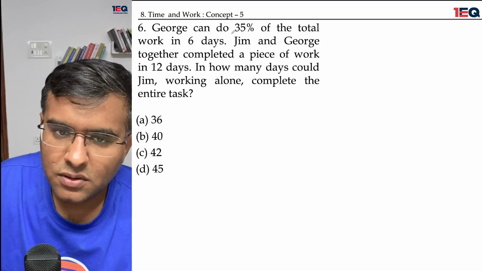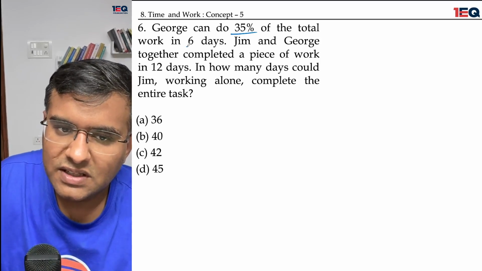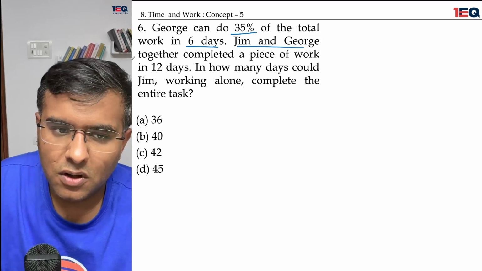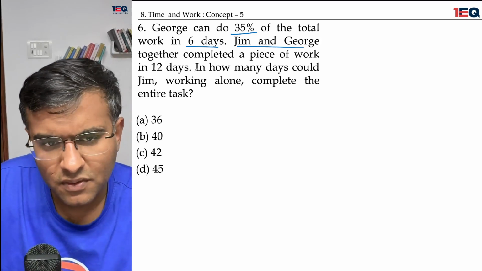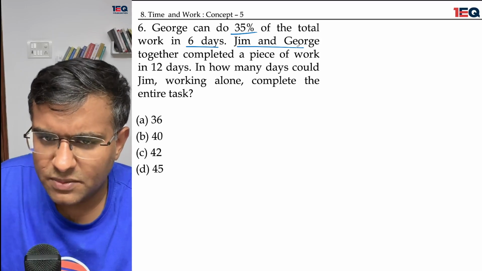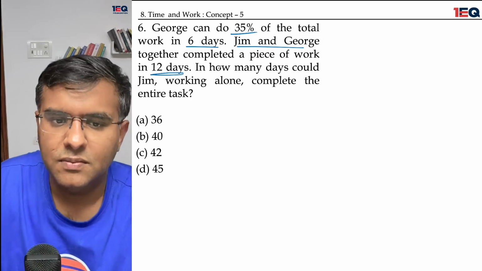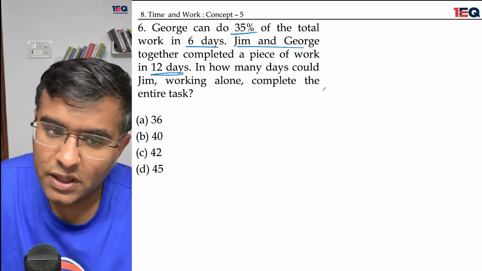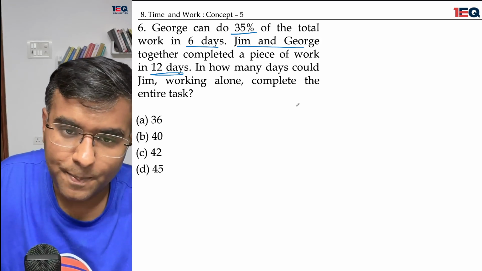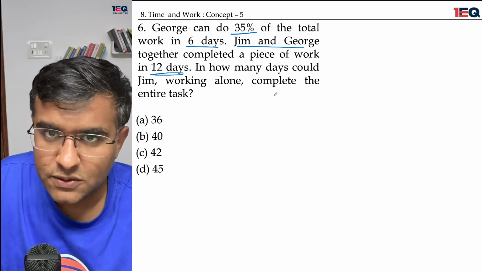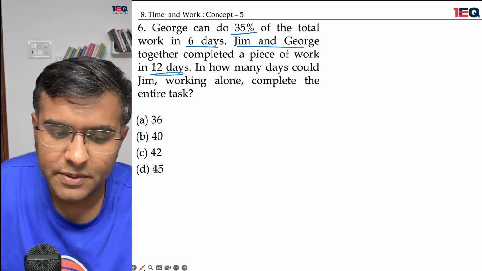George can do 35% of the total work in 6 days. Jim and George work together to complete a piece of work in 12 days. In how many days would Jim, working alone, complete the entire task? I'll take you through the shortcuts only because they are very relevant for the examination.